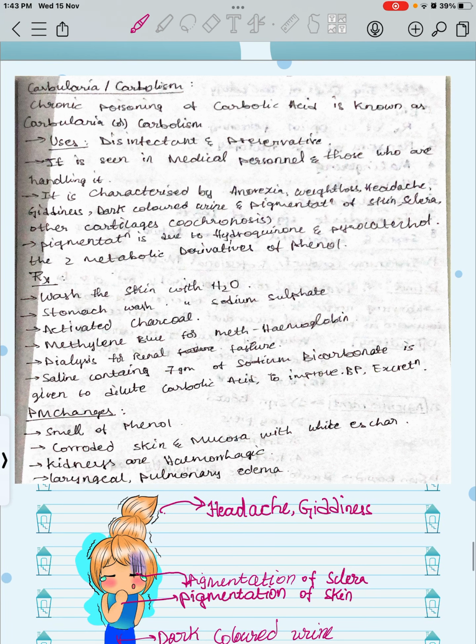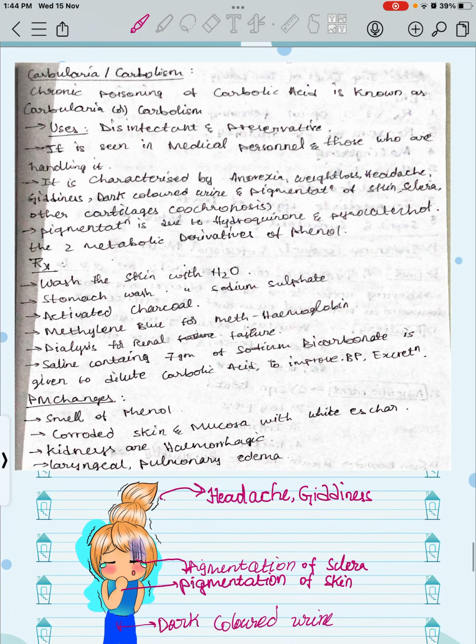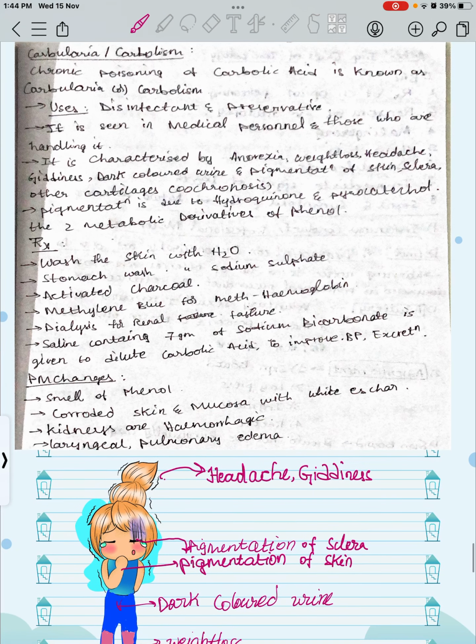Treatment: wash the skin with water. Stomach wash with sodium sulfate, activated charcoal, methylene blue for methemoglobinemia, dialysis for renal failure. Saline containing 7 grams of sodium bicarbonate is given to dilute carbolic acid, improve blood pressure and excretion of carbolic acid.